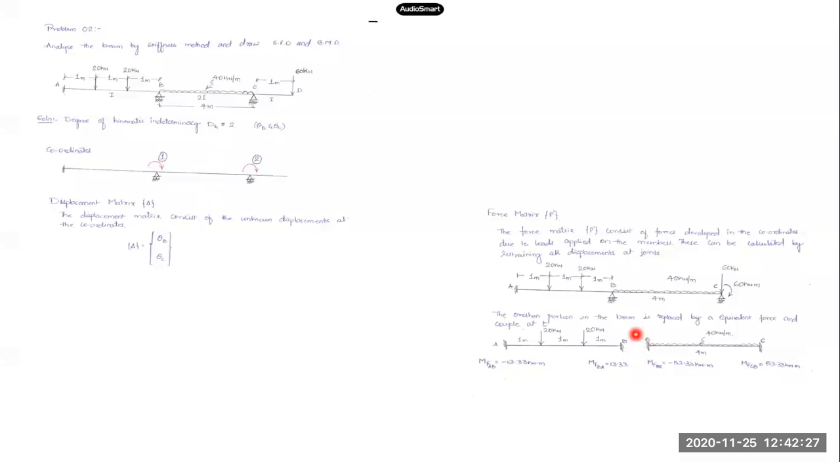Now that I have these fixed end moments calculated, what I am interested in is the total force in coordinate 2 due to the loads applied over the member. For that, I'll be adding MFBA plus MFBC. Both are at coordinate 2 only. These two fixed end moments are acting at joint B. Joint B is common to these two spans. So at B, I have my coordinate number 1.